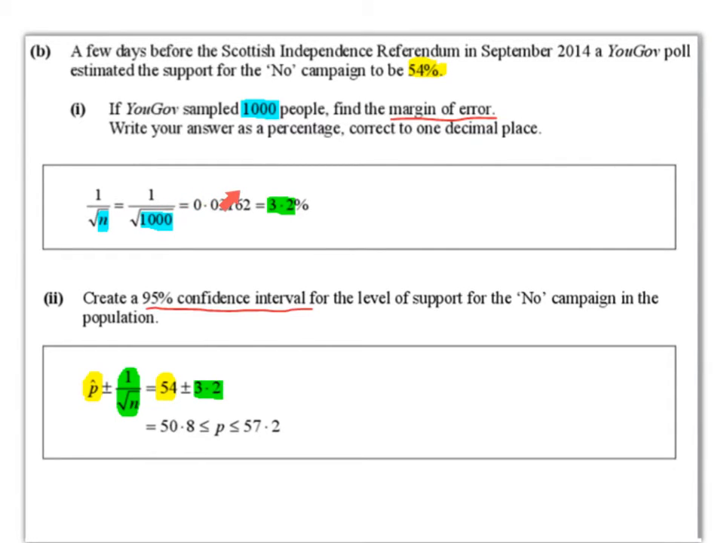which gives us 0.03162 as a decimal. We want it as a percentage, so we multiply this number by 100, and we want it to one decimal place, so we get 3.2%. So the margin of error is 3.2%.